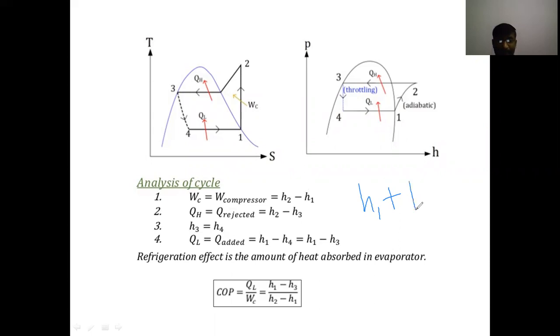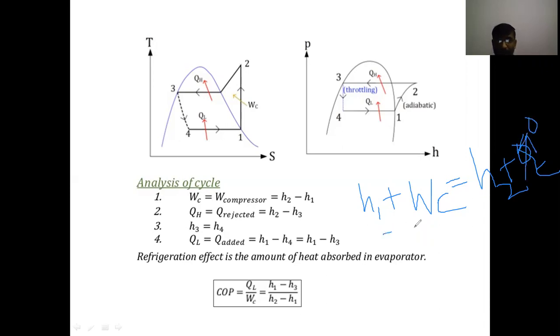H1 plus the work given to that process, WC, that is H1 plus WC, is equal to H2 plus, is there any heat interaction? That is QC. Here, what is the heat interaction during this process? This is an isentropic process. Due to the isentropic process, this Q is 0.